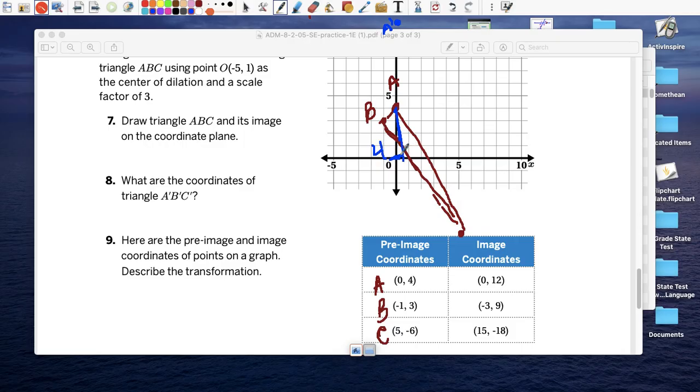And now from here, from the center to point A prime is how many units? This is 12 units. So what's the scale factor? How did the 4 become a 12? Well, obviously, times 3. Okay. And you would have done the same thing with B and C, which I'm not going to do. Oh, I can.